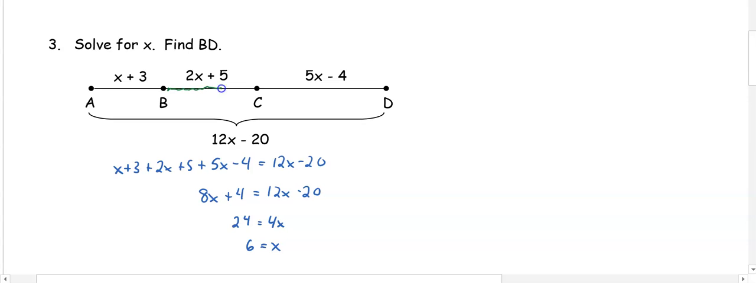Last thing we want to do is find BD. So BD is these two segments together. So BD is going to equal 2 times 6 plus 5, plus 5 times 6 minus 4. So that equals 12 plus 5 plus 30 minus 4. When we add those together, 12 plus 5 plus 30 minus 4, we get a length of 43.